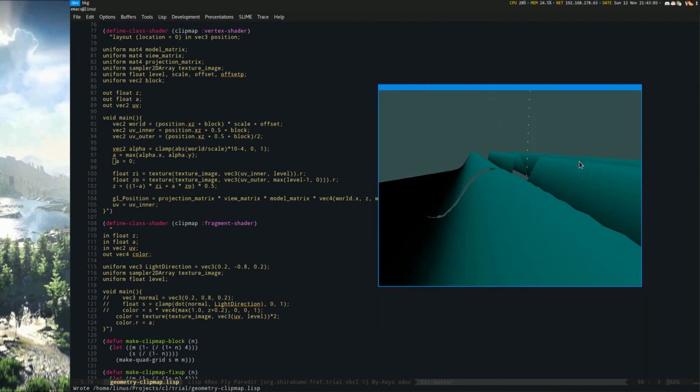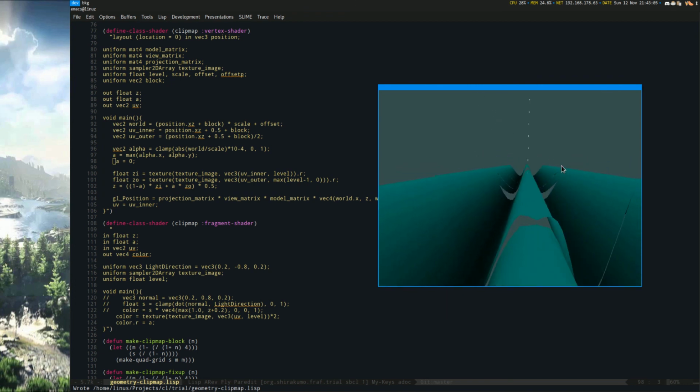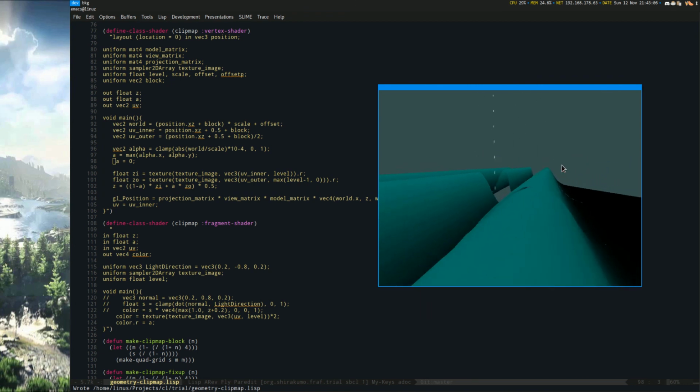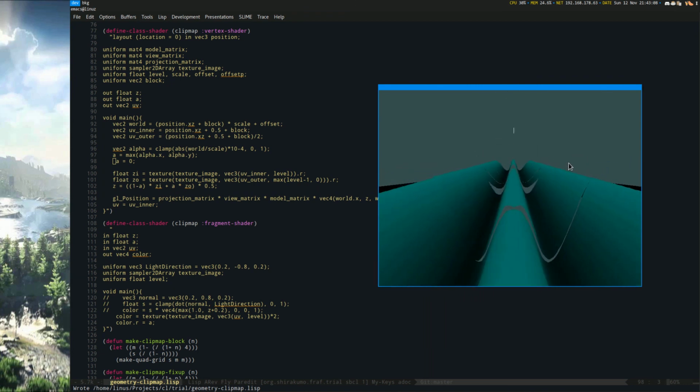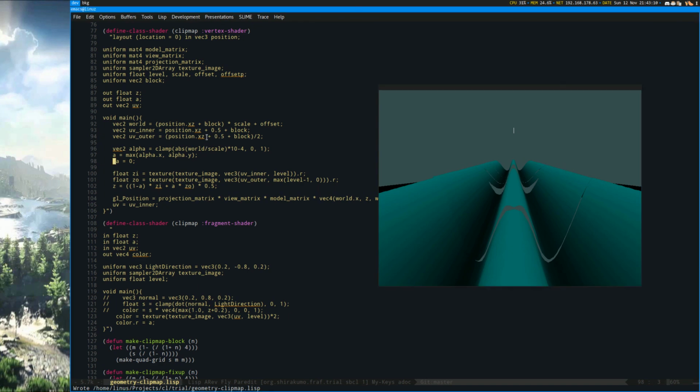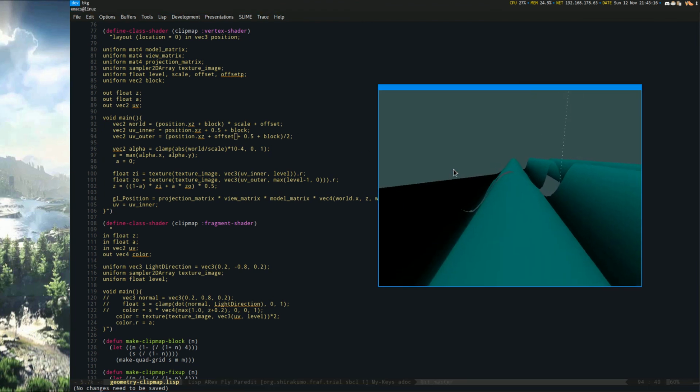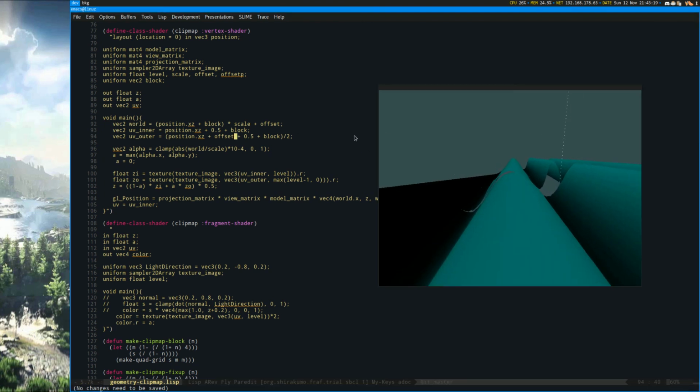So there is a scaling problem still. Or no, that's the offset. I think. No, wait, never mind. Yeah, wait, no, it... Let me try to get rid of that.